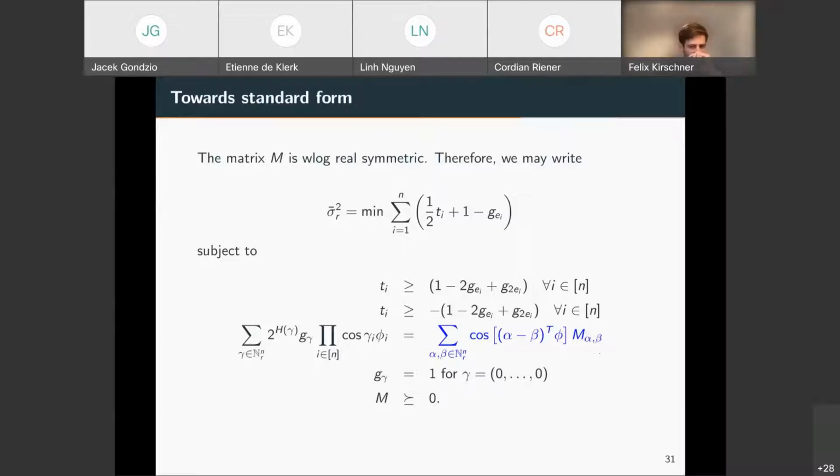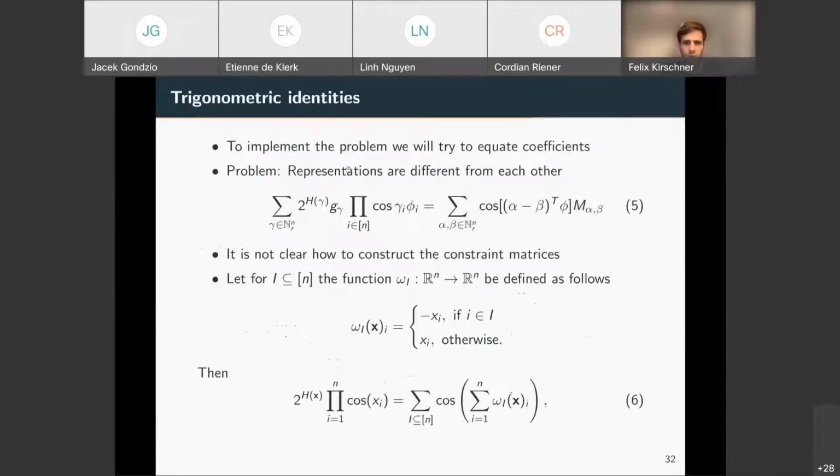But this is still something which we can't really put into a computer. So this is what the next slide is about. The representations in this equality constraint are really different from each other. So how do we know which of these M alpha betas end up in G gamma? Because here we have a product of univariate trigonometric cosine functions, and here we have a cosine of the sum of these phi_i's.